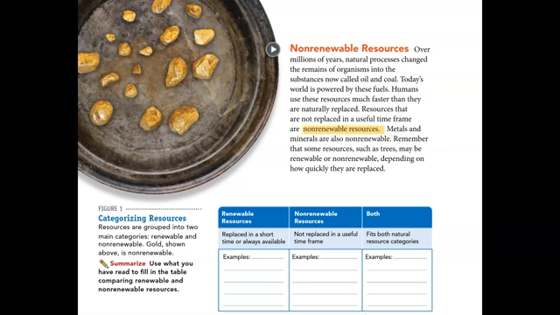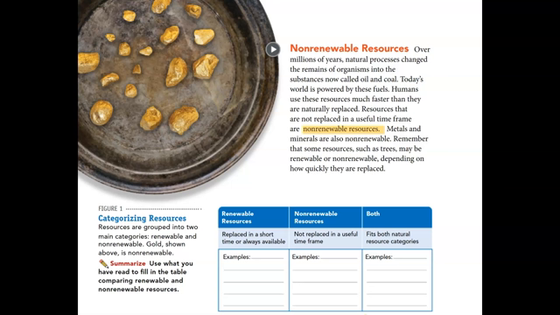Non-renewable are those that are not replaced, so not renewed, in a useful amount of time. If we're using fossil fuel, well, we have our fossils from forever and a half ago, but eventually we're going to run out of fossils, and therefore they're not going to be able to be renewed, at least not in our lifetime, so it's non-renewable, not worth it.